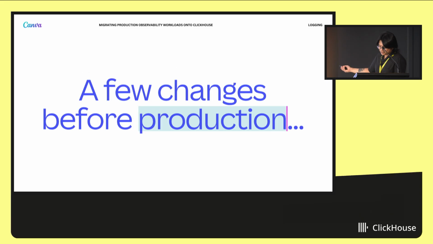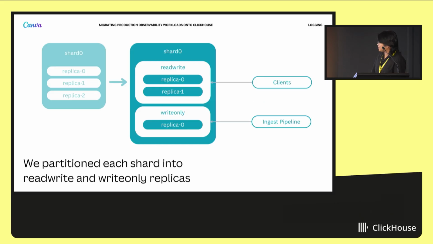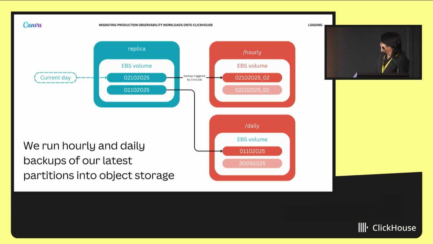And a few final slides, a few changes before sending things into production. We partitioned our nodes into read-write and write-only replicas. This is basically isolation. Our clients only read from read-write, and the ingest pipeline sends to both. Then we also do backups to S3. We run hourly and daily backups. These are basically just cron jobs in the Kubernetes cluster that trigger the backup operations on ClickHouse.